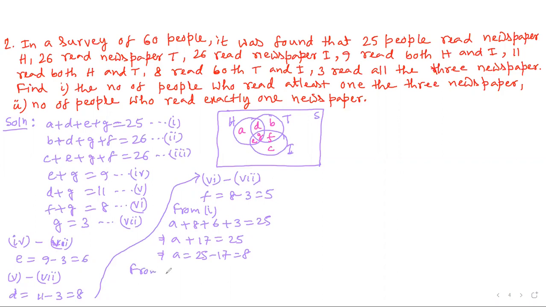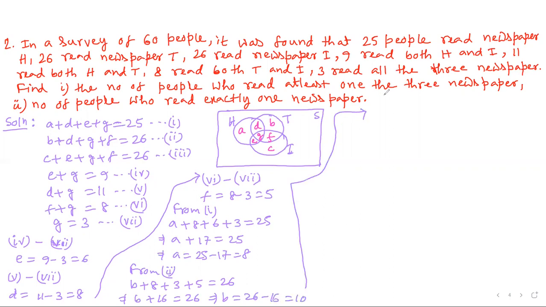Now, from equation number 2, B is unknown, D equals 8, plus G equals 3, plus F equals 5, is equal to 26. So B plus 8 plus 3 is 11, 11 plus 5 is 16, equals 26. So B equals 26 minus 16, equals 10.